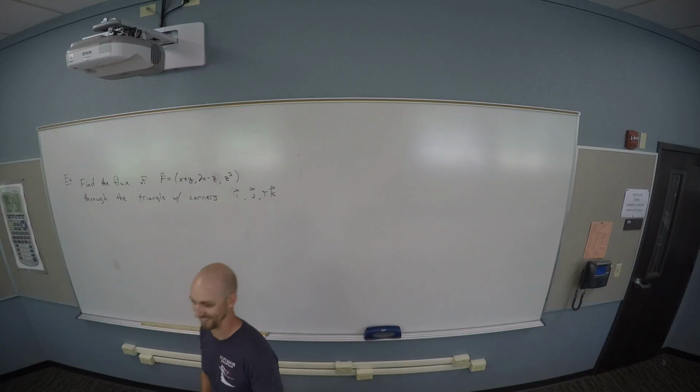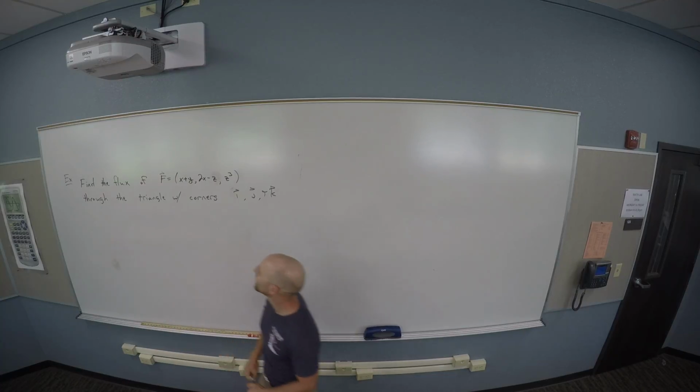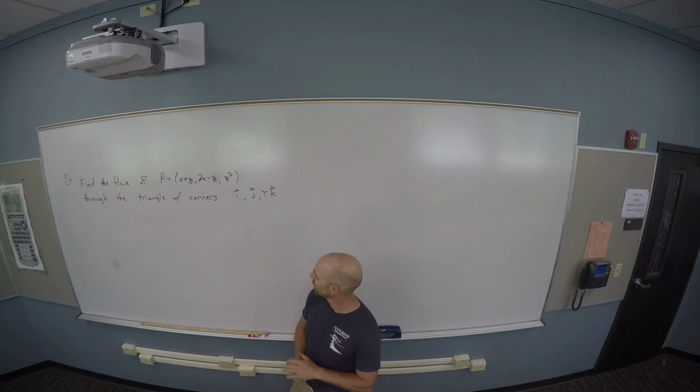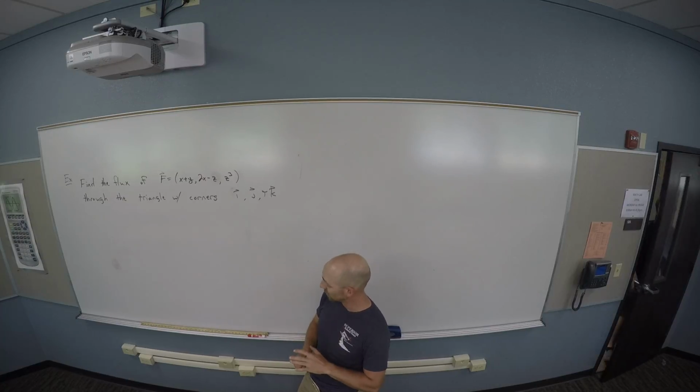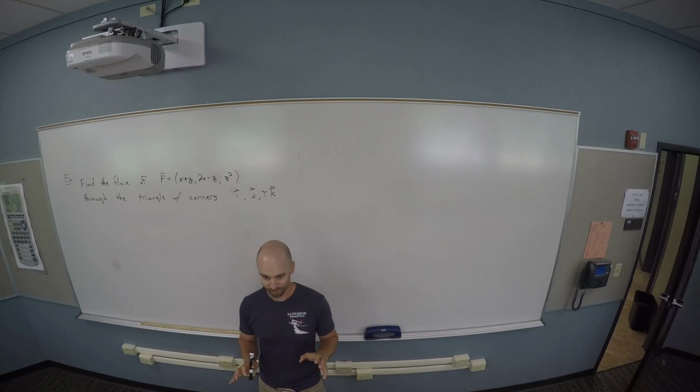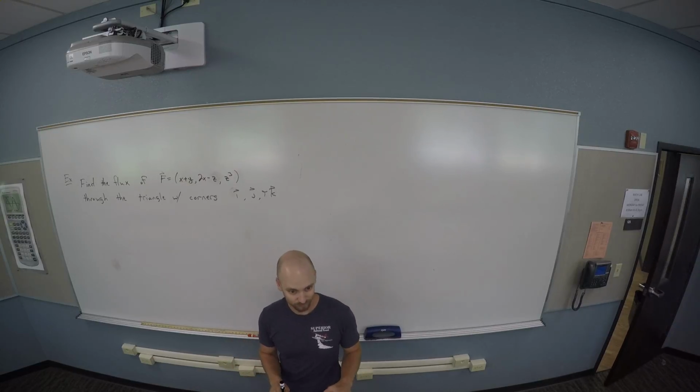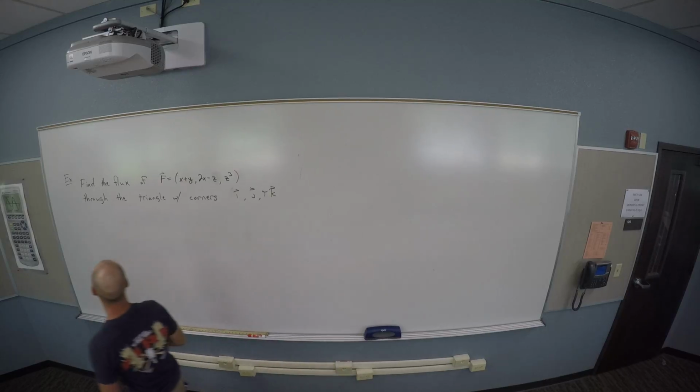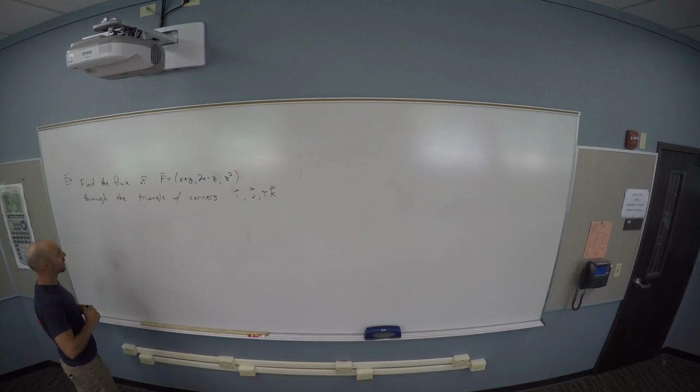Let's try an example. Let's see if we can find the flux of F = (x + y, 2x - z, z cubed) through the triangle with corners at i, j, and k. So flux suggests that I do what?